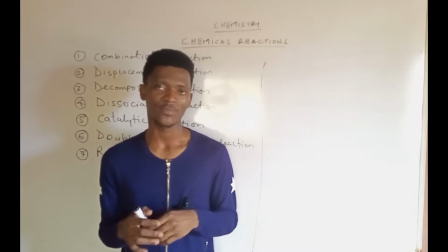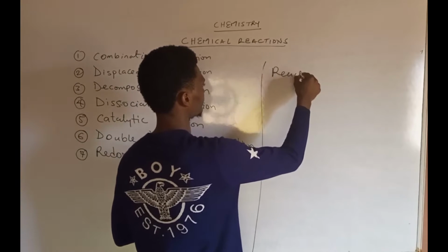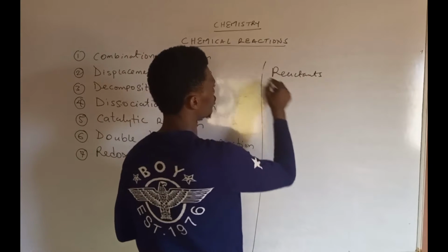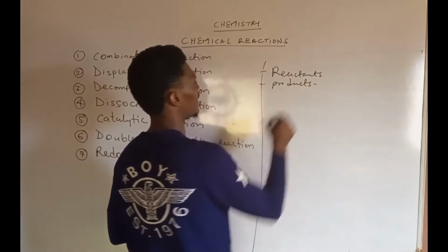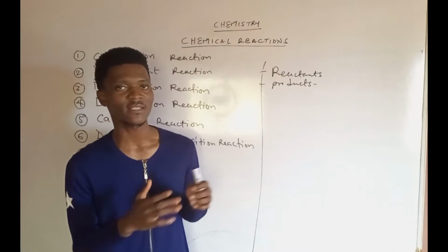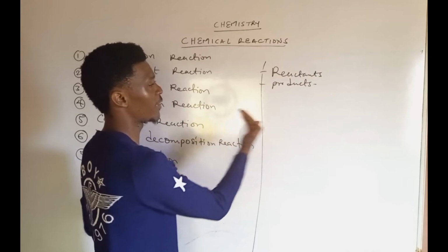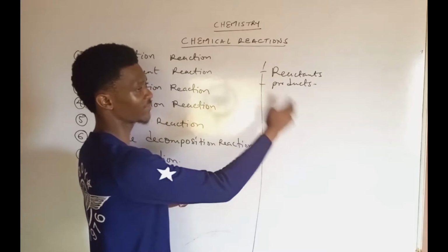Okay? Mind you, when we talk about chemical reactions, we are making reference to two things. And what are these two things? You must know reactants and you must know products. Okay? Reactants and products. Now, in the world of chemistry, reactants are usually written before the arrow of a reaction, while products are usually written immediately after the arrow.